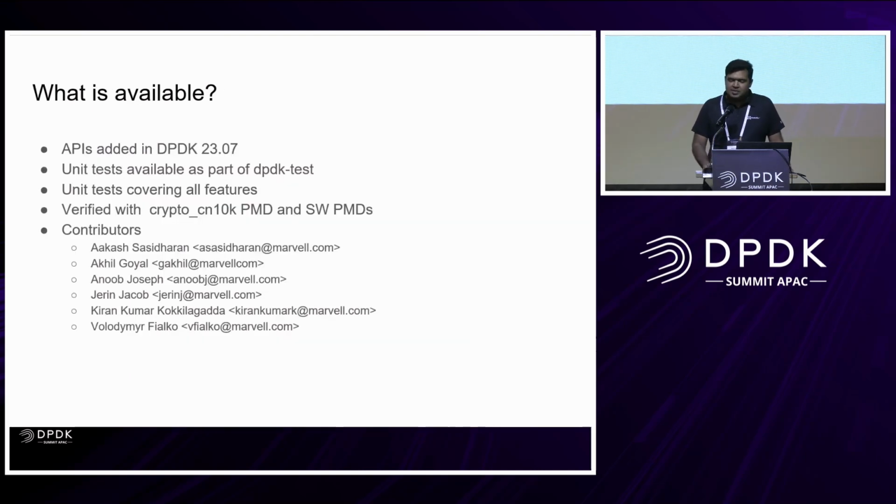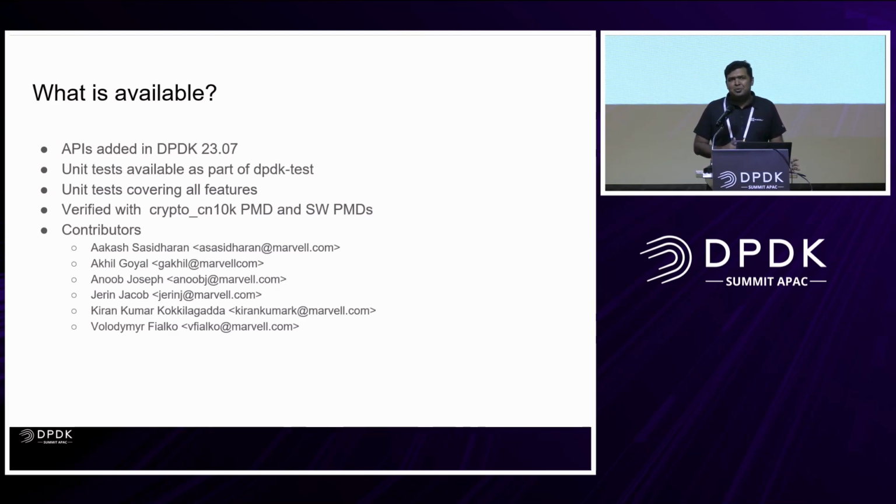So what's available today? The APIs were added in DPDK 2307, and we have added multiple features after that. Some of this reordering was added in the later releases. The unit tests were also added: whenever a feature was introduced, we made sure that unit tests were also added. So for all the features that Lib PDCP supports today, unit tests are available in the standard DPDK test.